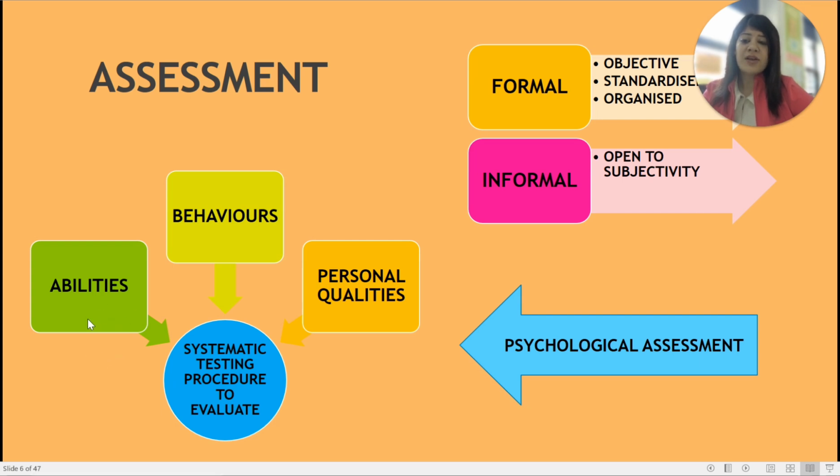Very interestingly, psychological tests measure personalities, behaviors, your anxiety level, your adjustment, and your sexuality. They also measure all about your intelligence.